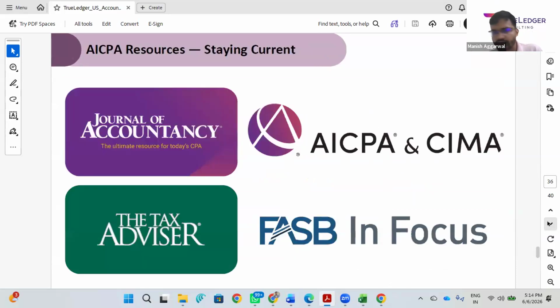So I think this is it from an overall point of view, and these are some of the resources to stay updated, like AICPA resources for tax and accounting, and the FASB resource, which Ritvik just showed you live, on how you can use the accounting standards codification.